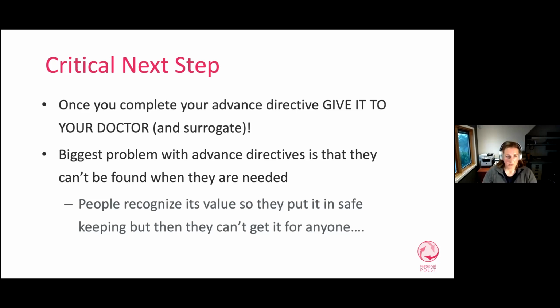The biggest problem with advanced directives, and research has shown this time and time again, is that they can't be found when they're needed. People recognize that this document is valuable, and it is, so they put it in a safe. Sometimes they lock it, or they put it in a drawer that's locked, or they just don't tell people where it is. But that means when it's needed, no one can find it. And that's obviously not helpful.